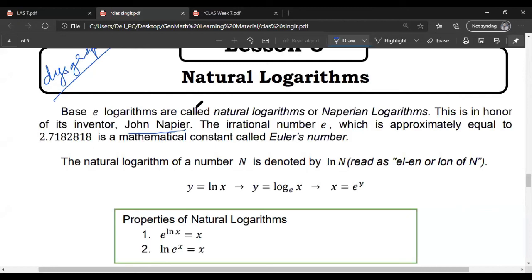So, yun. Bakit na-invent yung Napierian logarithms or natural logarithms? Kasi, as I've said a while ago, we use the base e, the irrational number e. Ang value ng e natin, try nyo sa calculator ninyo, may e po yan dyan. Yung e natin is equal to 2.718281828 and so on. So, this mathematical constant is what we call Euler's number.